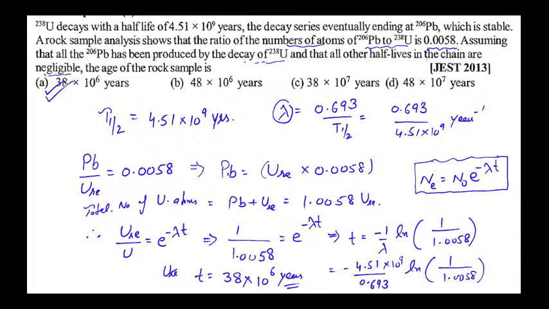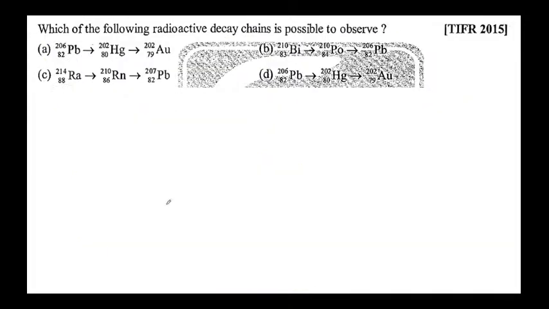So moving toward the next question. This question is: which of the following radioactive decay chains is possible to observe?